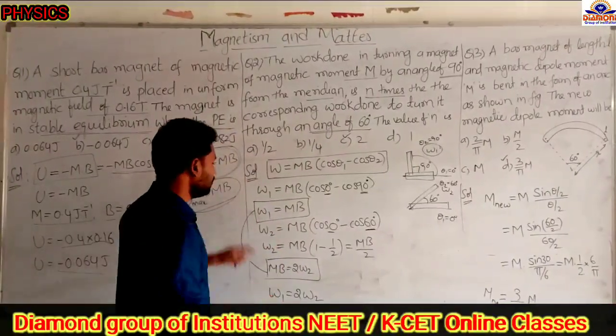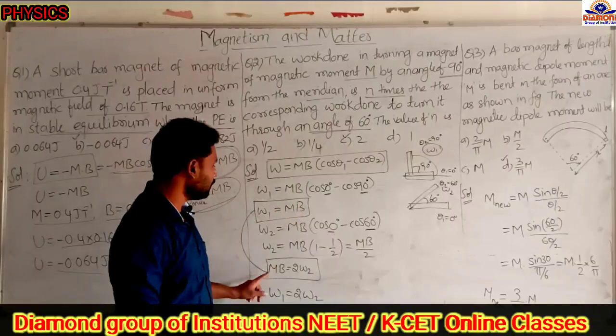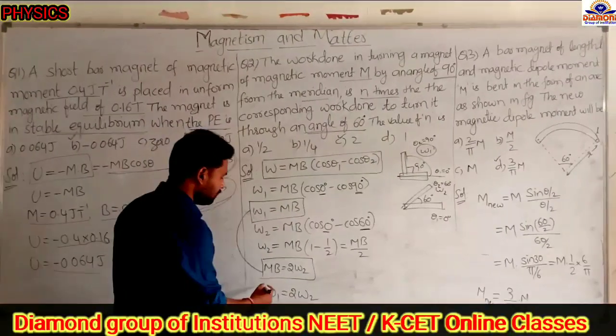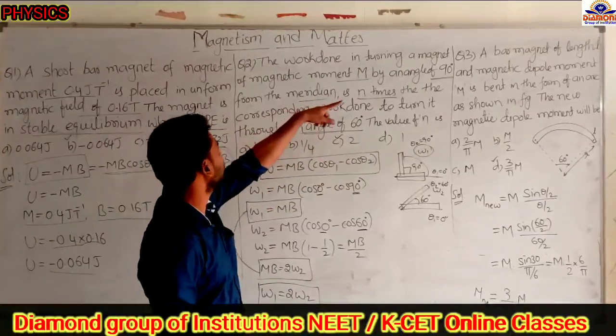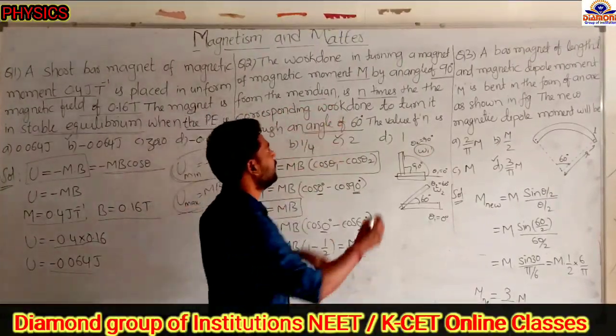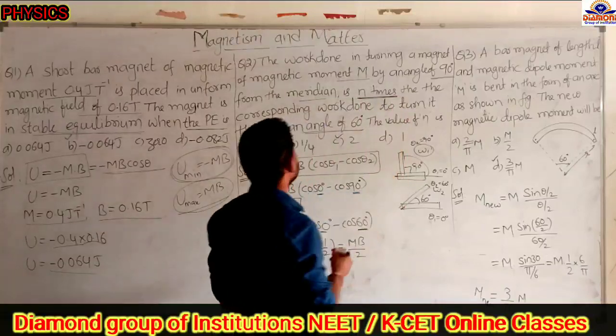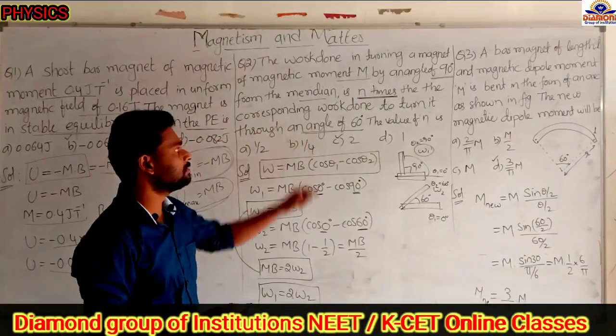Now equate these two equations, so W1 equals MB, and MB equals 2W2. Then W1 equals how much? 2W2. That means the work done to turn it through an angle of 90 degrees from the meridian is n times the work done to turn it through an angle of 60 degrees.